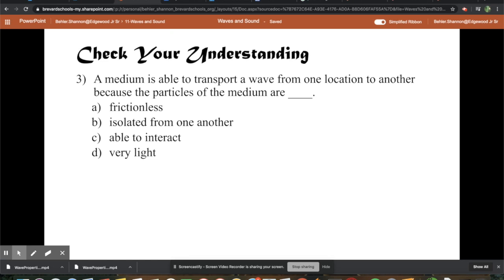So are the particles in a medium frictionless? Probably not. So I think we can eliminate A. Are they isolated from one another? Probably not. Maybe they're individual, but they're interacting. They may be even spread out, but they're still interacting. So I think that gave us our answer. We should have picked C. They're able to interact. All right, so more on waves in the next lecture.